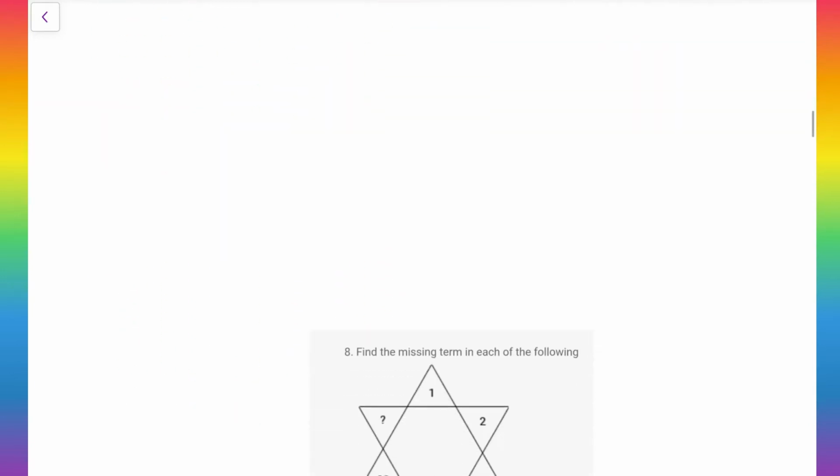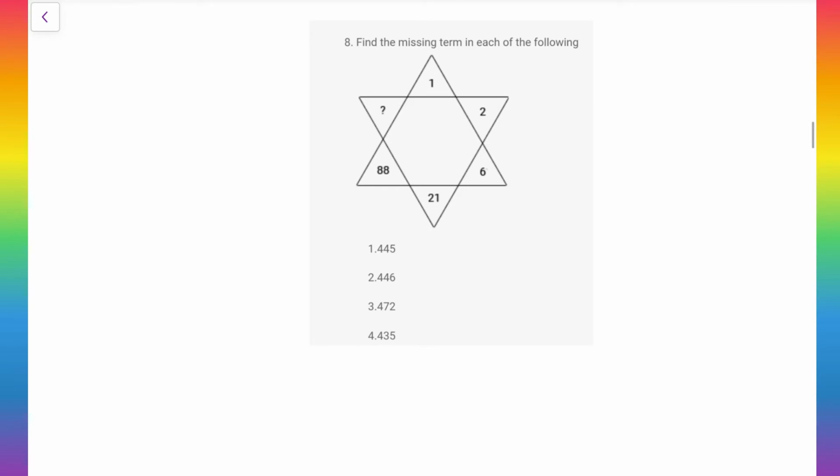Okay, let's move to the next question then. Here the numbers we have are 1, 2, 6, 21, 88 and so on. Now here the numbers are increasing very rapidly. So I don't think addition will be there, but just let me try. For 1, if we add 1, we will get 2. For 2, if we add 4, we will get 6. For 6, if we add 15, we will get 21.